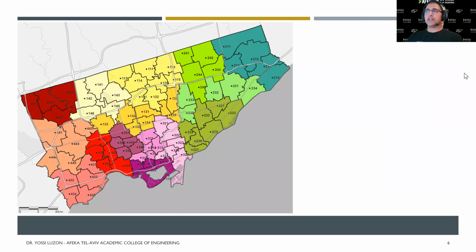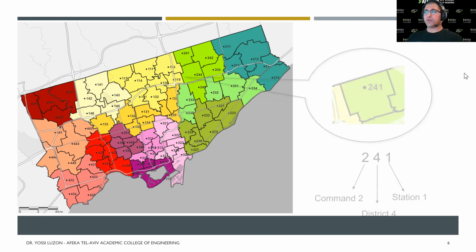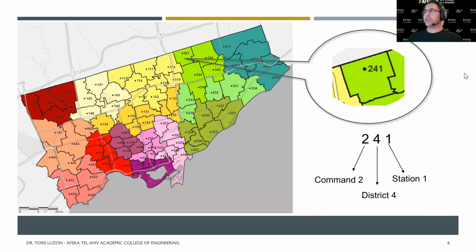Here you can see the second layer of geographical classification of the city into districts. Each command is marked by 4 different colored shades: green, yellow, pink, and so on. These are the districts. The classification is numbered. For example, let's zoom into this shape at the top of the map, numbered by 241. The 2 indicates that it belongs to the East Command, Command 2. The 24 indicates the district, which is District 4 at the East Command, and the 1 is the station.